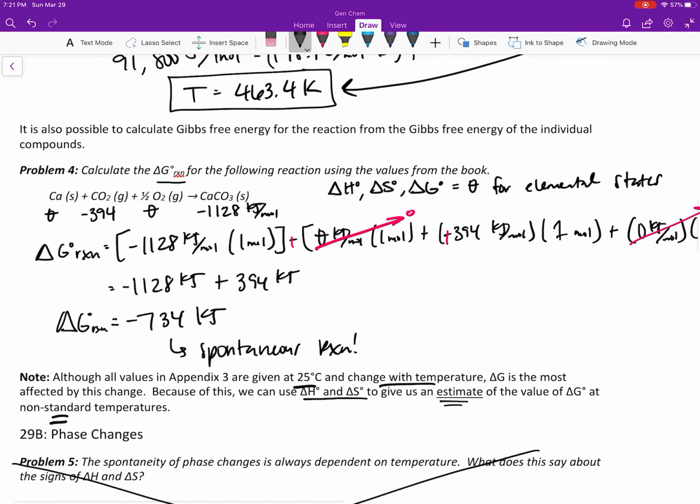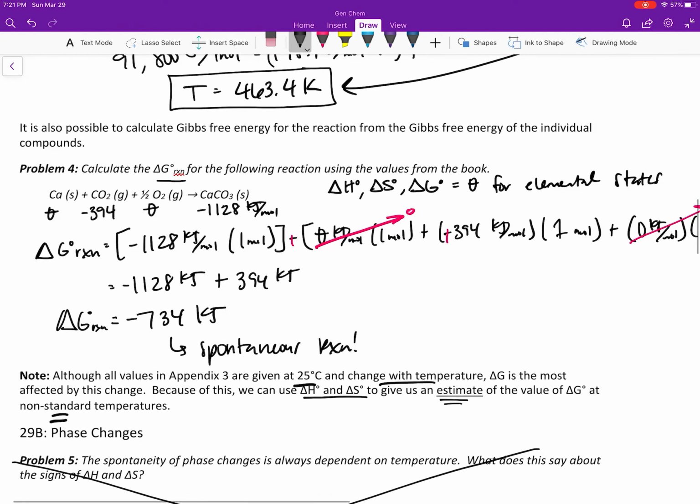Then we used the individual Gibbs values, just like we did enthalpy and entropy, to calculate the Gibbs free energy of the equation. And this is assuming at 25 degrees Celsius. They're in the appendix.